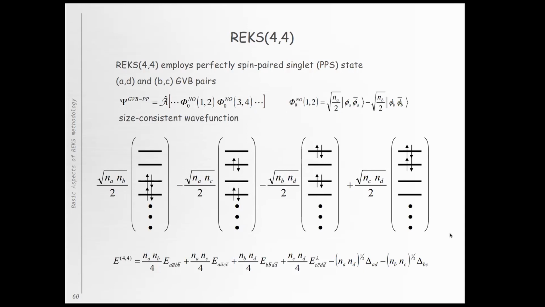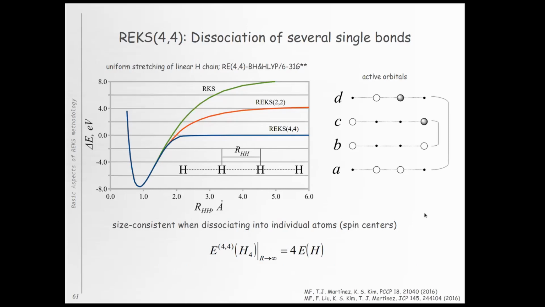So this method is implemented only in the TeraChem program designed and developed by the Todd Martinez group. For example, it enables proper dissociation of a hydrogen chain. Here you see a chain of 4 hydrogen atoms, and as a function of distance between atoms, the energy goes to the proper dissociation limit.